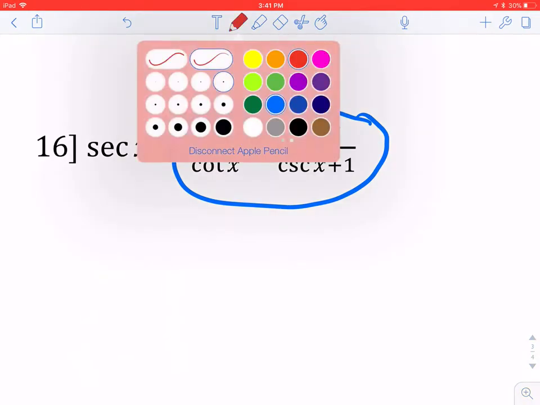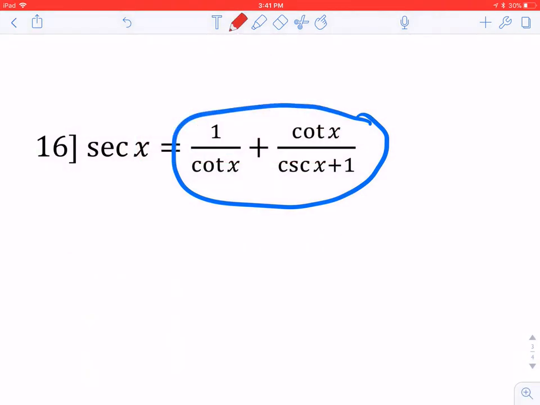So I'm going to find the GCF, which is cotangent of x times cosecant of x plus 1, and I'm going to get both of my denominators to be that. So my first fraction, I'm going to have to multiply by cosecant of x plus 1 over cosecant of x plus 1. Now, one thing that's really important is that you realize this cosecant of x plus 1 has to be in parentheses because that's what it is. It's a cosecant of x plus 1. It needs to be brought together.